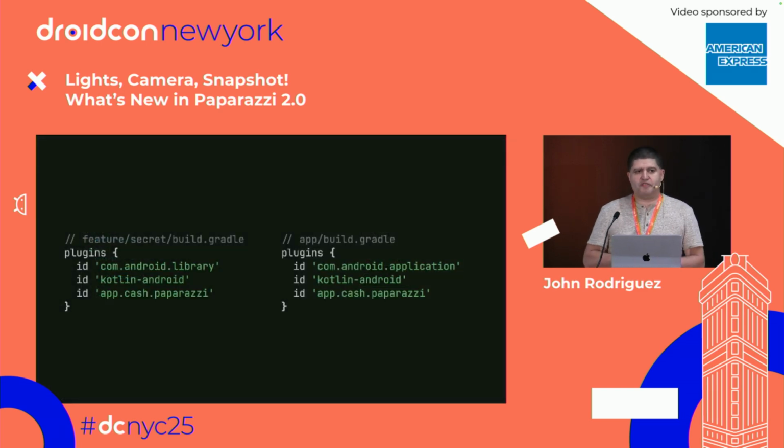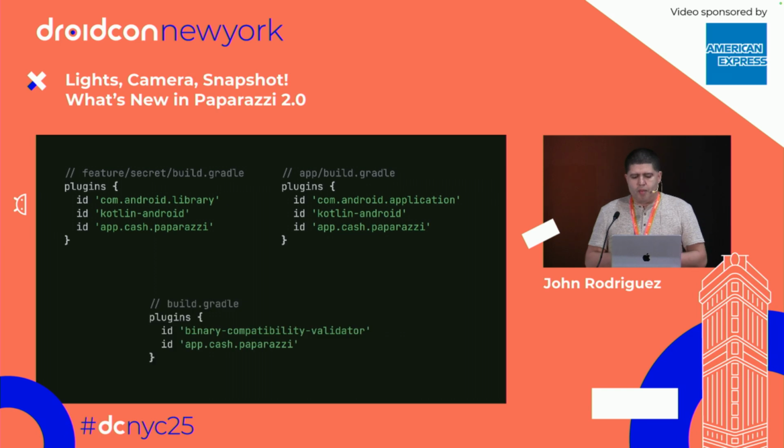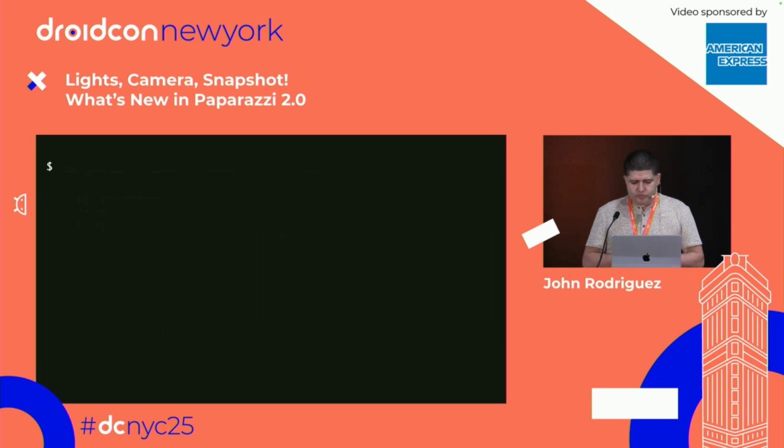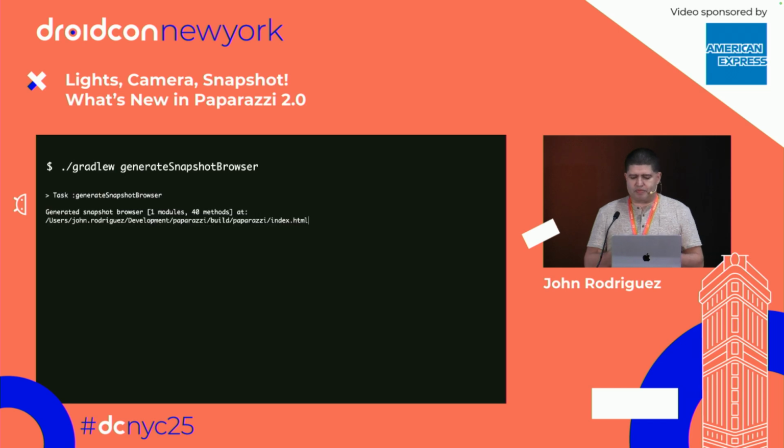However, I'm proposing a new feature in its place that I just spiked out this week. So right now, you can only apply the plugin to an app or a library module. But what happens if we could apply the plugin at the root project and expose a Gradle task with a capability that'll allow you to aggregate and view all your snapshots and videos in one place?